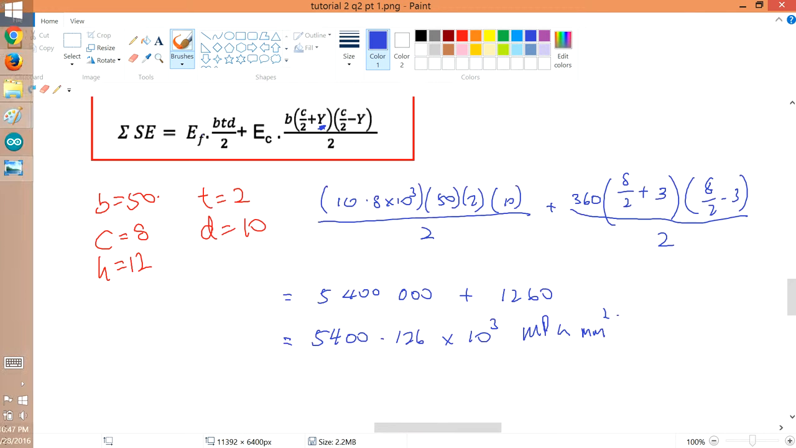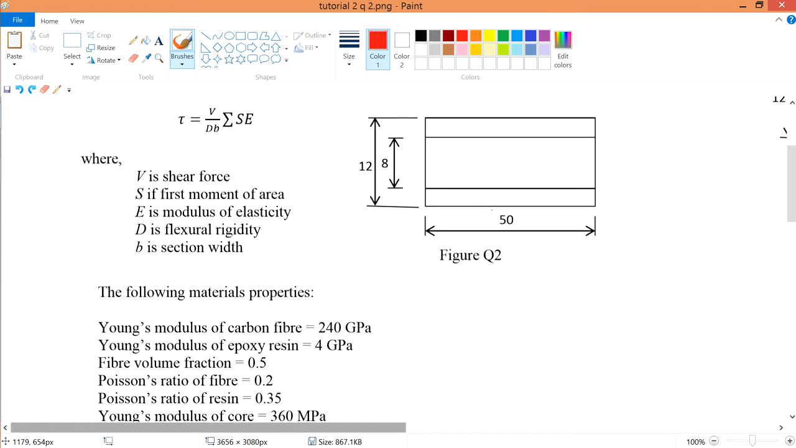So the reason behind the y being 3 is, if you remember, the y value is any distance from any reference axis to the middle of your whole sandwich panel. So you can choose this as 3, or you can move it nearer to your reference axis. We can move it nearer to actually 1, as long as it's within this region, this boundary.